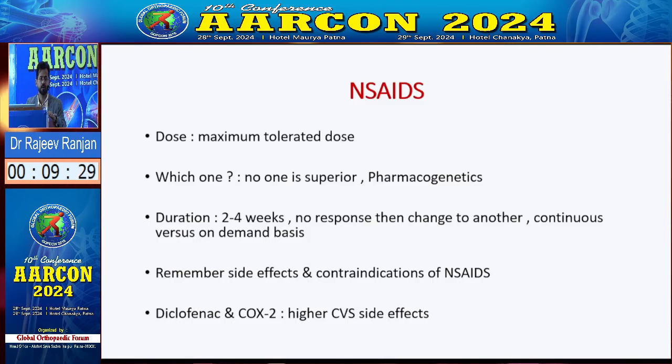So remember all the side effects of NSAIDs and the contraindications, because if someone is having peptic ulcer disease, you can't give. Someone having cardiac problems or kidney issues, you can't give. So always remember all the important contraindications of NSAIDs. Diclofenac and COX-2 inhibitors have higher cardiovascular side effects, so you have to keep this in mind when you are using NSAIDs in elderly patients.